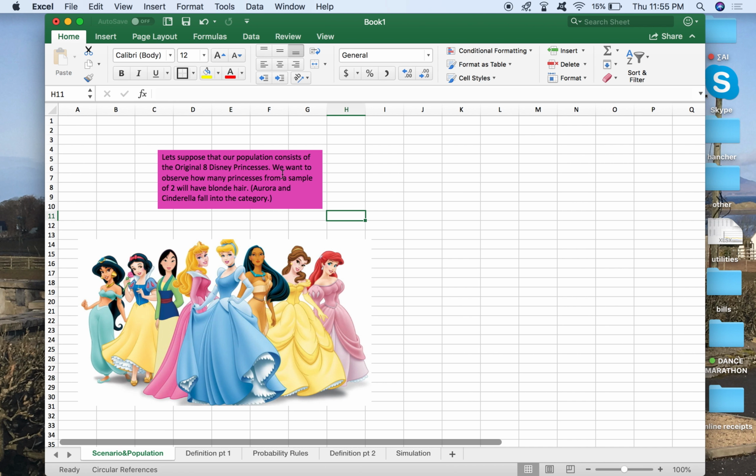So if you go on the Disney Princess Wikia, these are the first 8 when the Disney princess thing was started back in 2000, and it has since expanded. So there's a lot more princesses, but I felt like the original 8 were a good smaller population to use for this. So I said we want to observe how many princesses from a sample of 2 will have blonde hair. So Aurora and Cinderella, these 2 in the middle, fall into the category.